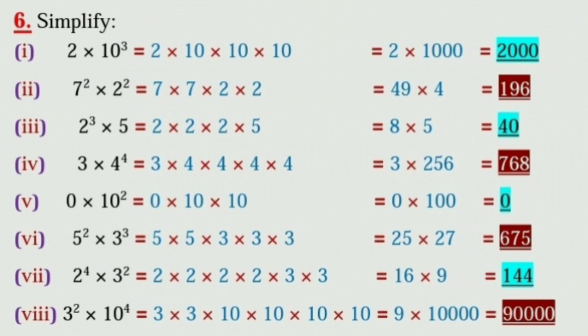Fifth one, 0 into 10 square is 0 into 10 into 10, which is 0 into 100, that is 0. Students, please note down, when we multiply any number with 0, we get 0 as the answer. Now the sixth one, 5 square into 3 cube is 5 into 5 into 3 into 3 into 3, which is 25 into 27, that is 675. Seventh one, 2 raised to 4 into 3 square is 2 into 2 into 2 into 2 into 3 into 3, which is 16 into 9, that is 144. Eighth one, 3 square into 10 raised to 4 is 3 into 3 into 10 into 10 into 10 into 10, which is 9 into 10,000, that is 90,000. It's clear, everyone? Very good.